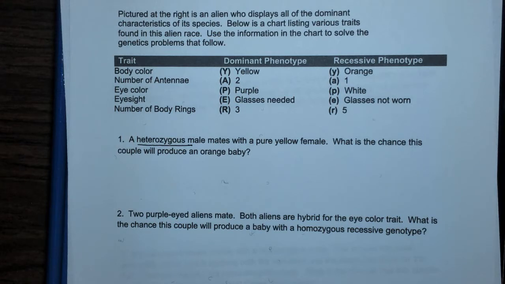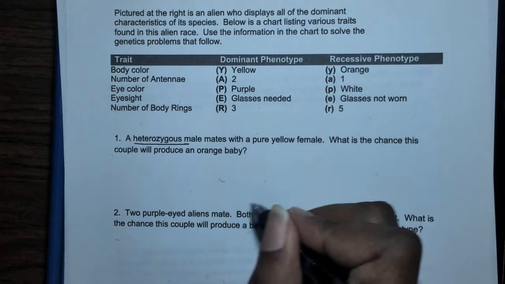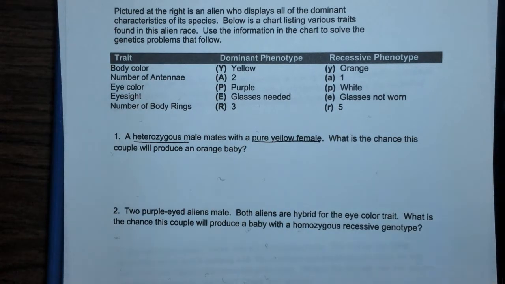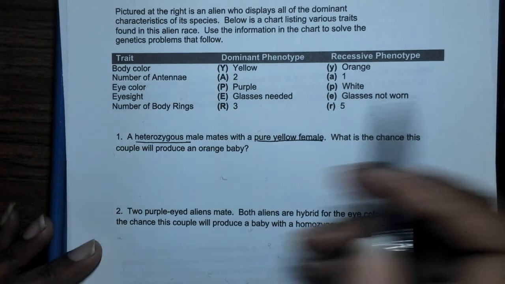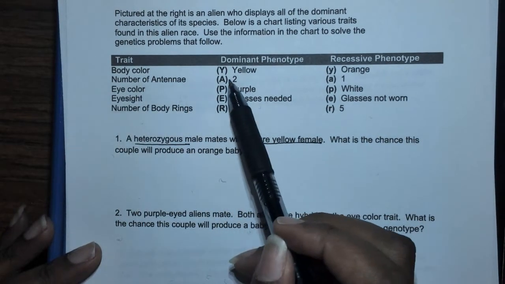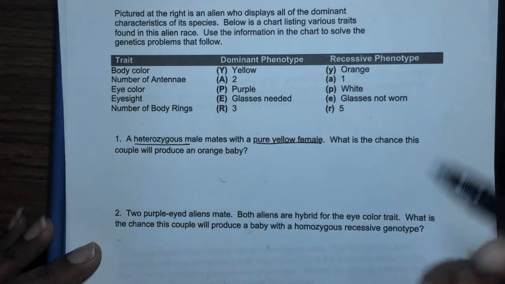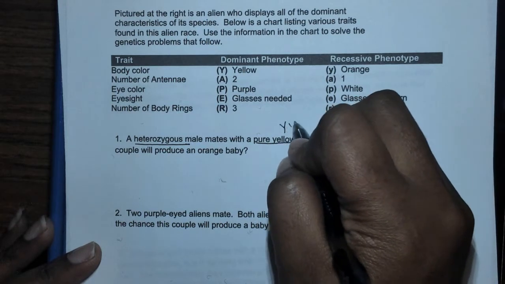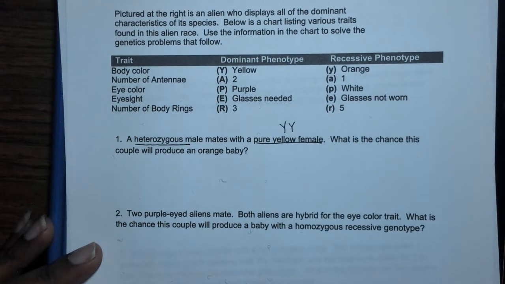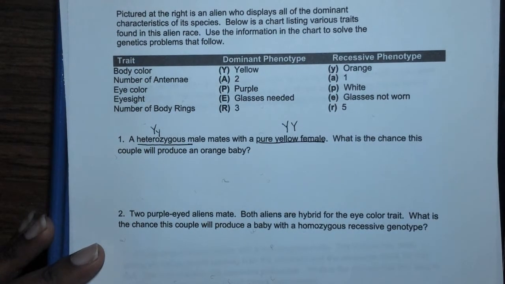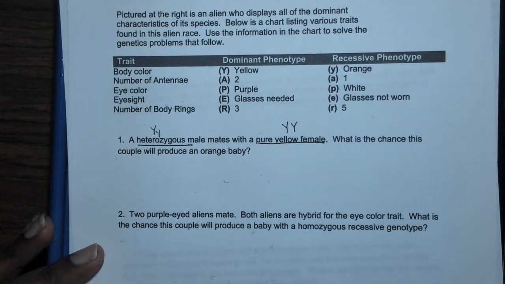Alright, and mates with a pure yellow female. Pure meaning that both alleles are the same, or it's homozygous. Okay, so let's look at yellow. So pure yellow, if they're both the same, would be big Y. And heterozygous, then they must be both different, so that's big Y, little y. What is the chances this couple will produce an orange baby?